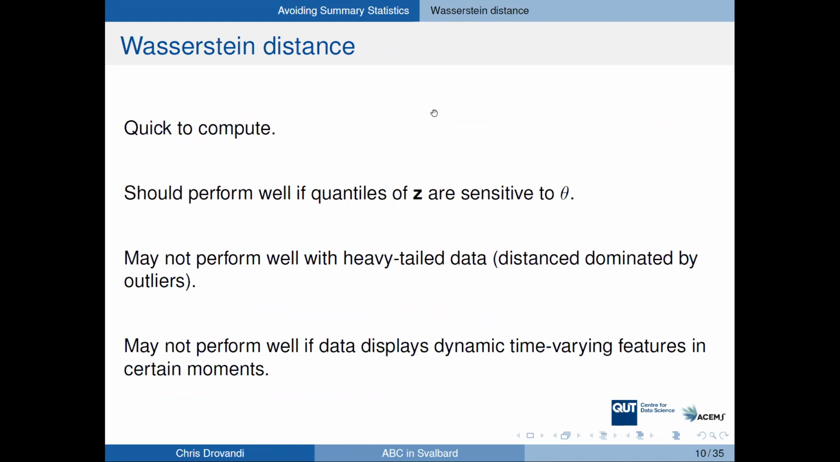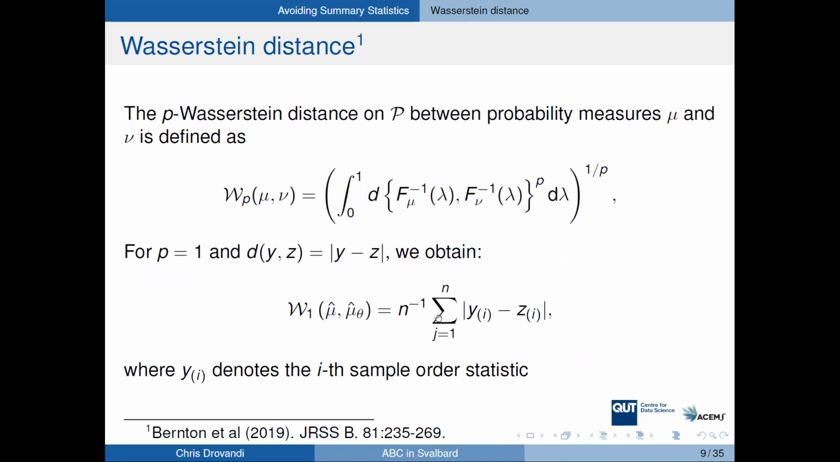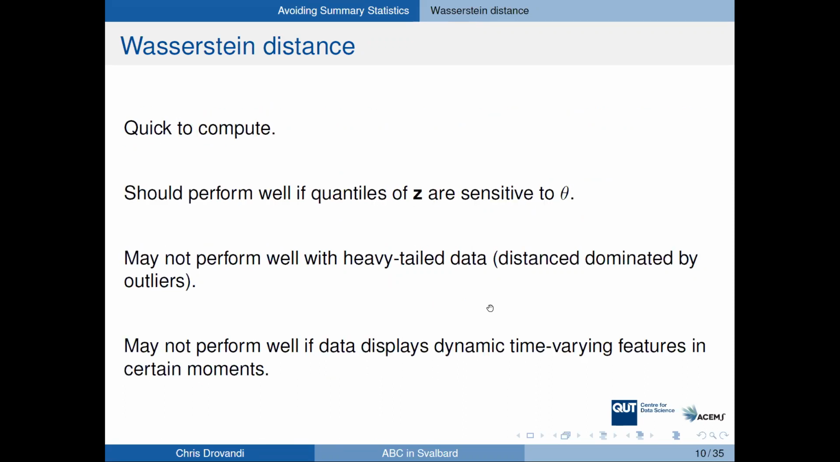The good thing about the Wasserstein distance is it's very quick to compute, and it should perform well if the quantiles of the model simulations are sensitive to the parameter. We found that it may not perform very well if you have heavy-tailed data. If we go back to the way that this looks, with heavy-tailed data the Wasserstein distance may be dominated by those outliers, and so this is why it may not perform particularly well in that case.